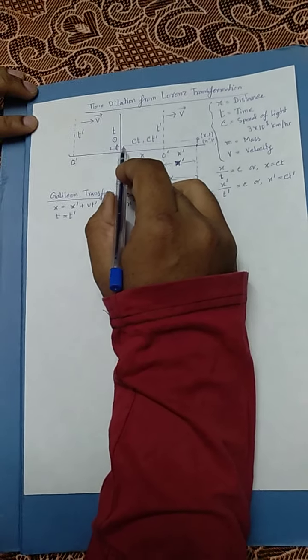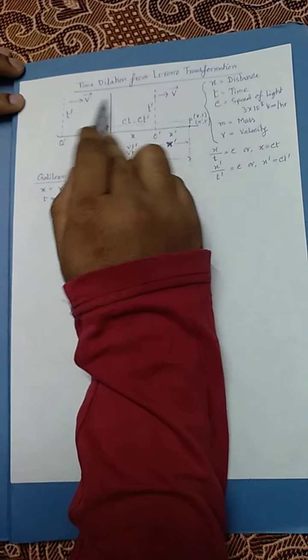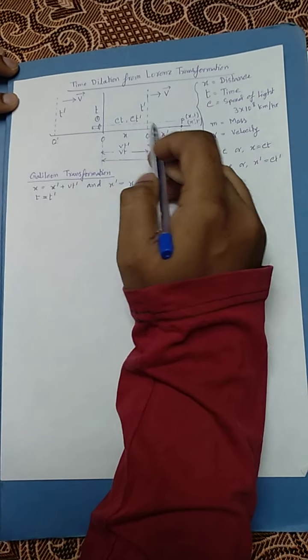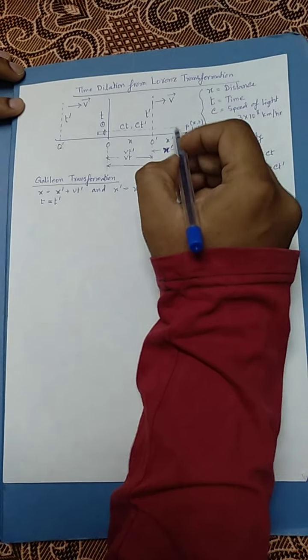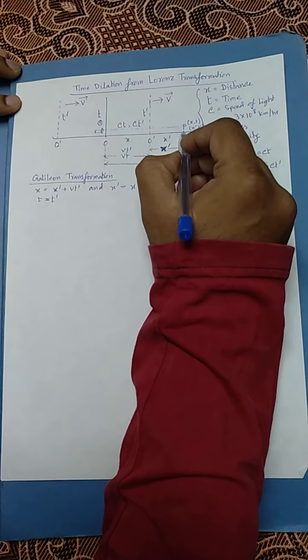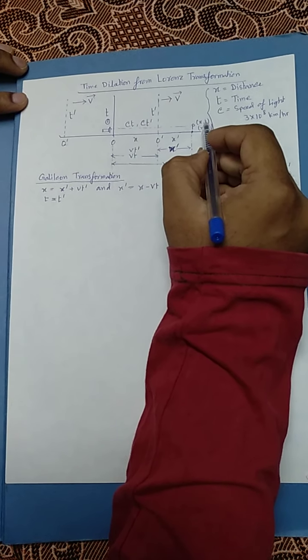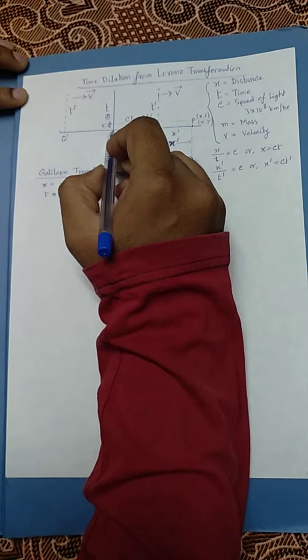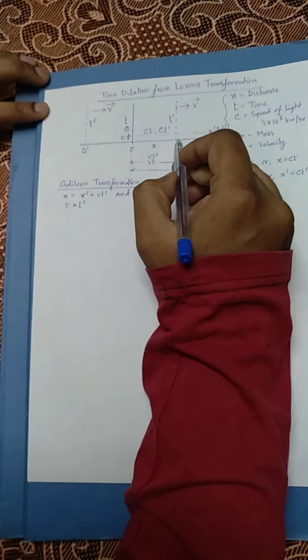Since this frame is moving with the velocity v towards the right hand side, once it reaches this O prime point, let's assume there is an arbitrary point P. Its coordinates are x and t in the x frame of reference, and x prime and t prime in the x prime frame of reference.